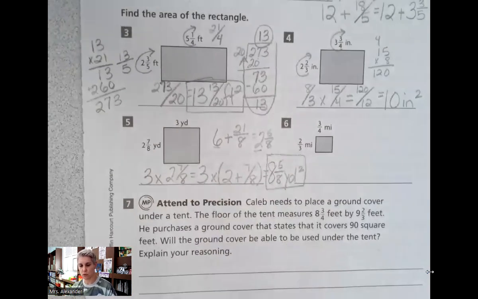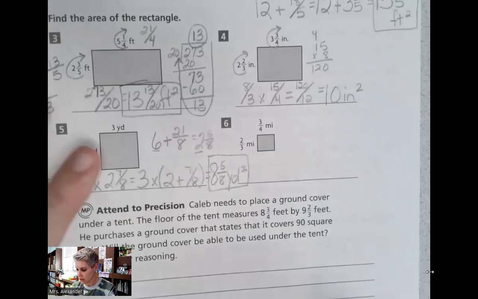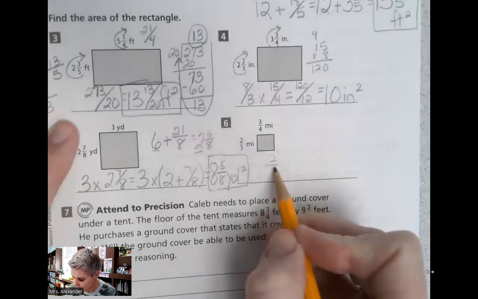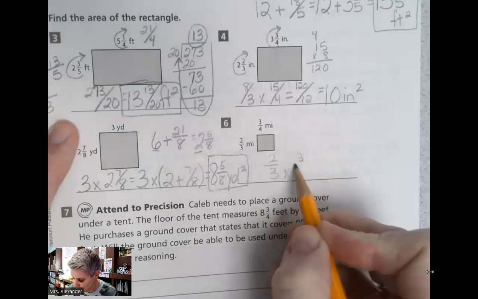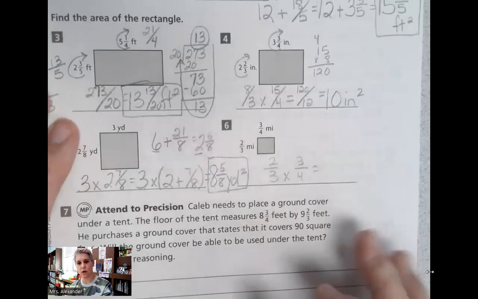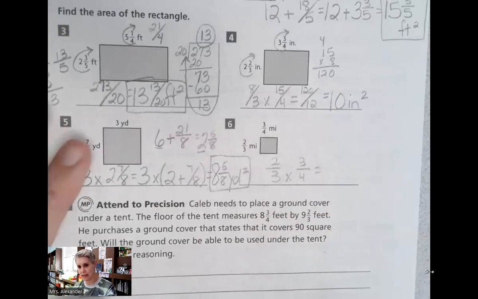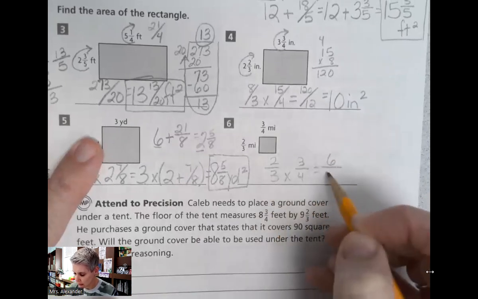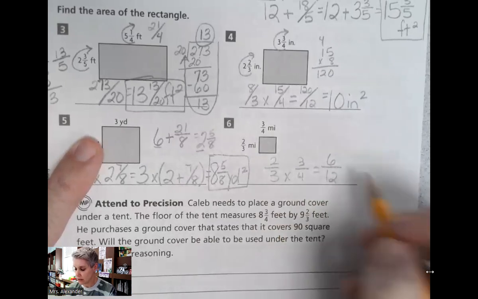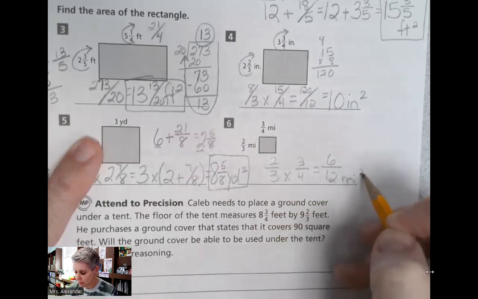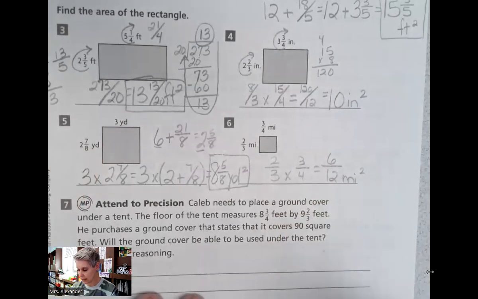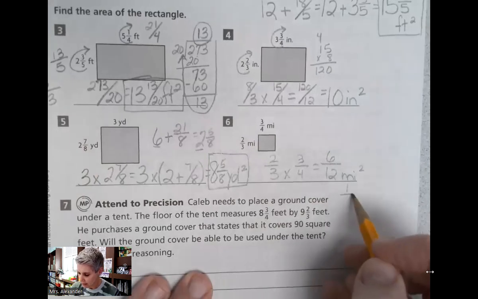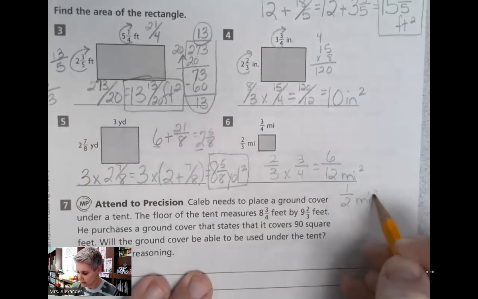All right, rock and roll. One more like this. Oh, this one, 2/3 times 3/4. We're going to end on one that we don't even have to do any renaming. 2 times 3 is 6. 3 times 4 is 12. You can leave it as 6/12 square miles, or if you recognize that it can be simplified, it can be simplified to 1/2 square miles.